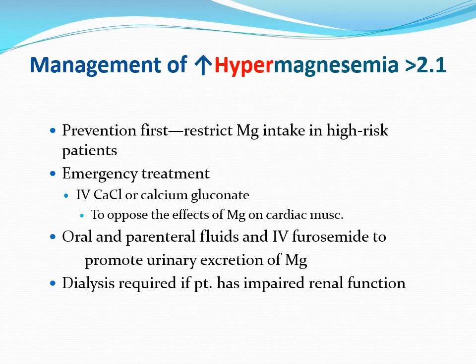Management of hypermagnesemia, prevention first, so we're not going to have them eat or take in anything that has magnesium in it. Emergency treatment, we can give IV calcium chloride or calcium gluconate to oppose the effects of magnesium on the cardiac muscle. Oral and parenteral fluids and IV furosemide to promote urinary excretion of that magnesium. And sometimes dialysis is required if they have impaired renal function.